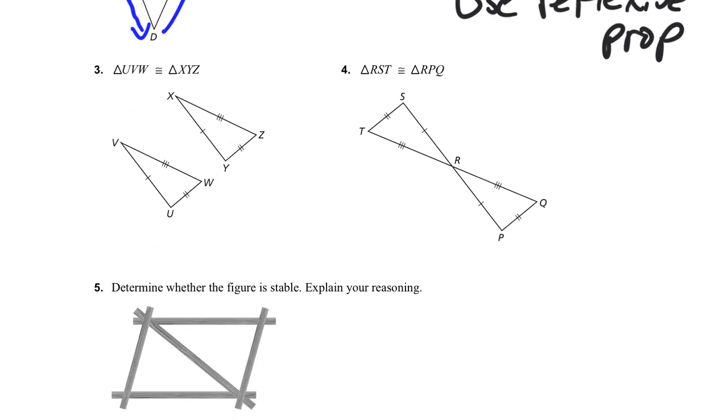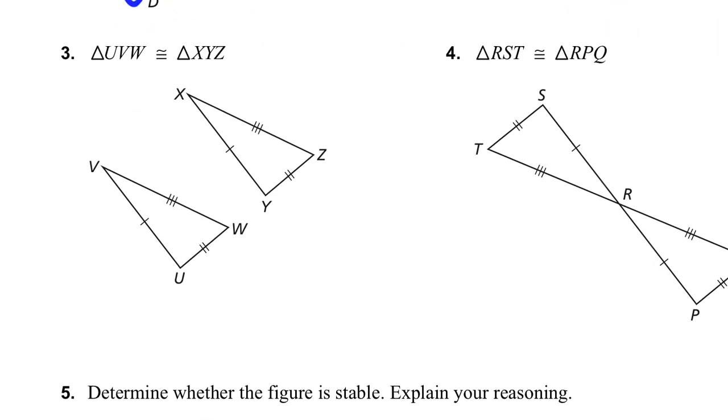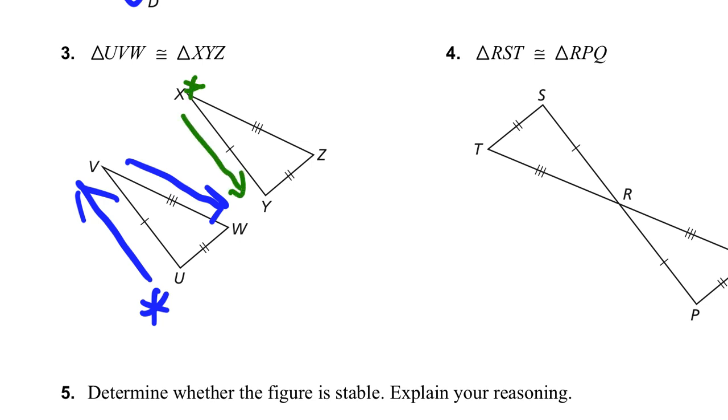All right, let's look at number 3 and 4. I do like these quite a bit because they make you slow down. If I look at 3, it says UVW. So I'm going to start with U, go to V, go to W. So I'm going to start here. And I want to compare that to X to Y to Z.